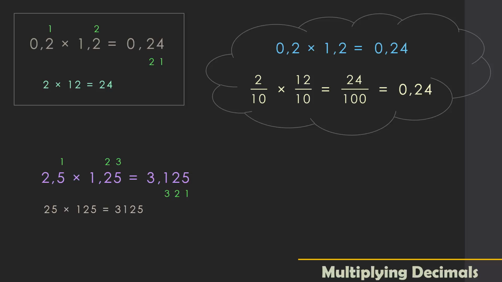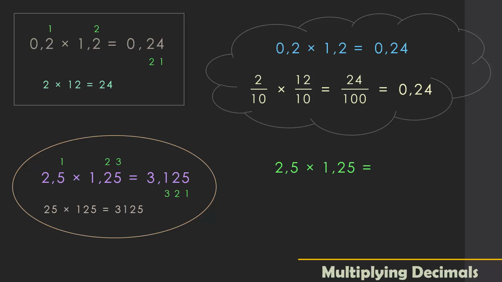We can also solve this problem by changing each decimal into fraction. Here 2.5 times 1.25. Change 2.5 and 1.25 into fraction. 2.5 equals 25 tenths. And 1.25 equals 125 over 100. So 25 over 10 times 125 over 100. We do the multiplication of fractions, numerator times numerator over denominator times denominator. 25 times 125 equals 3,125 over 10 times 100 equals 1,000. So the result in fraction is 3,125 over 1,000.